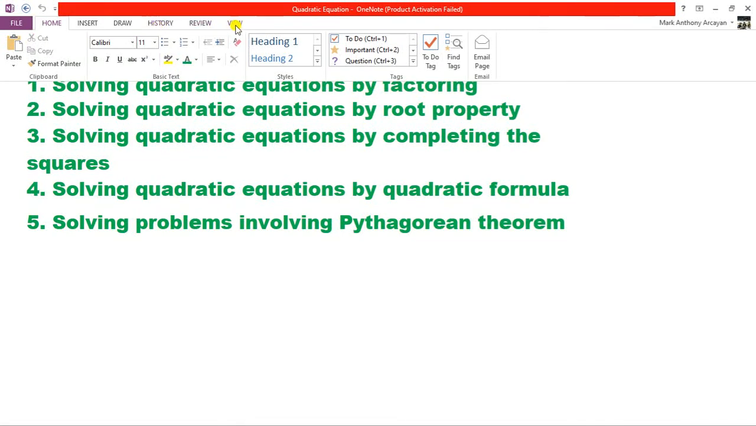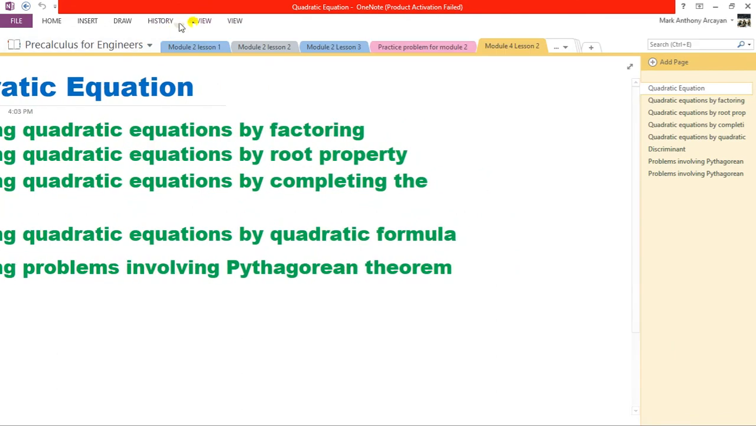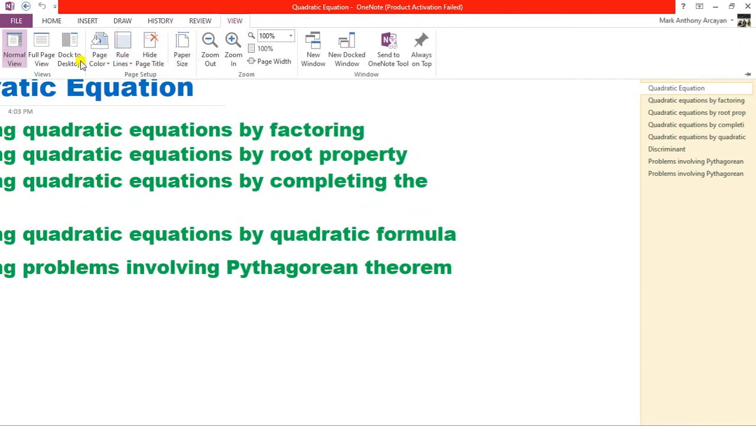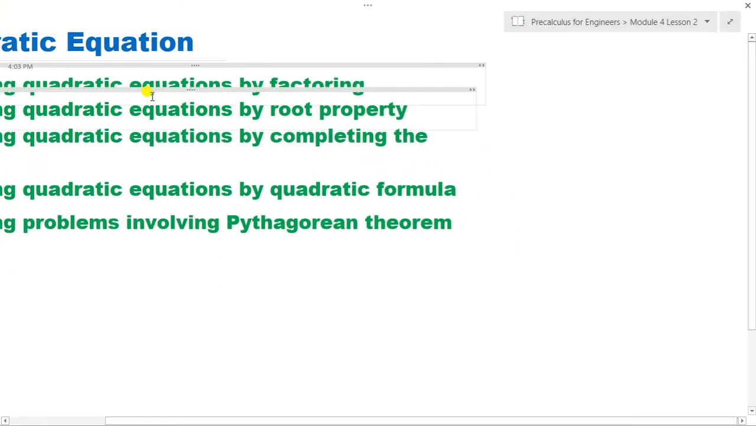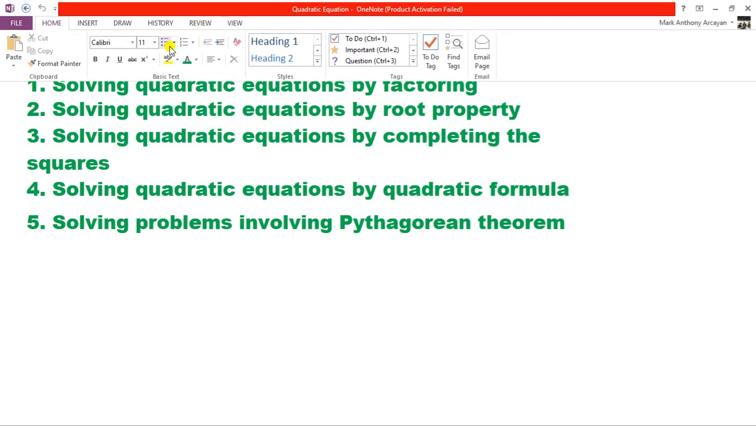Good morning, class. Today, let's talk about quadratic equations. Since we are already through with linear equations, this time let's deal with equations that have a degree of 2 in its variable.